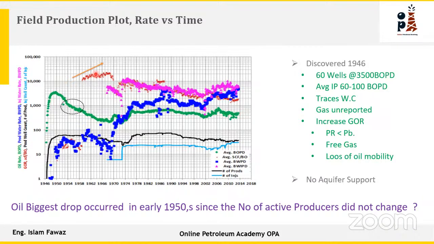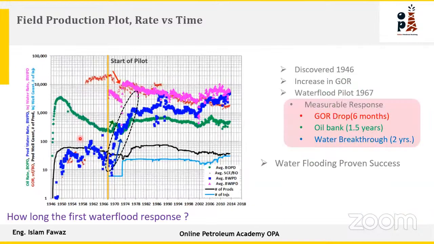So if you look here, the biggest drop in production occurred in 1950. Here, as you see, the number of producers is affected, because we have a change in the fluid, the multi-phase fluid flow in your reservoir. The gas comes out from the oil. So after the increase in the GOR here, you have to start with a pilot.